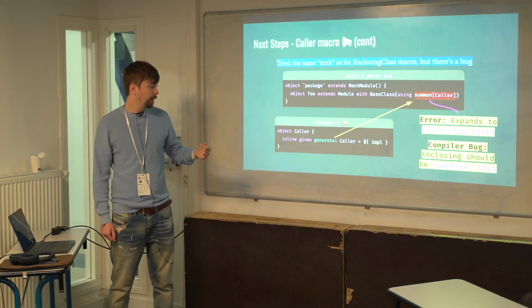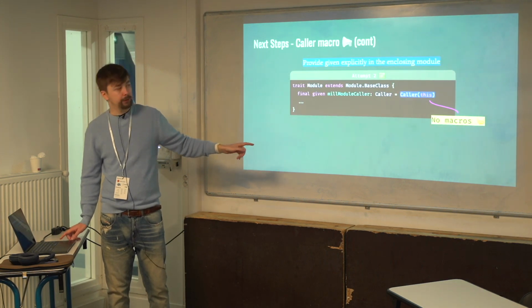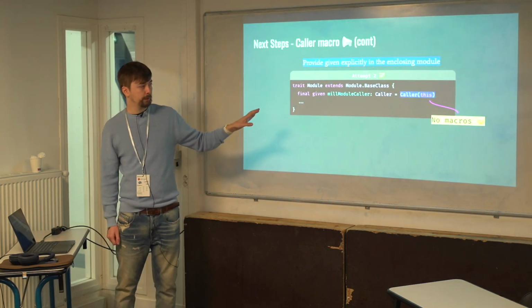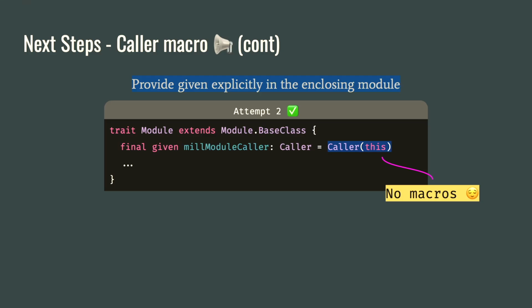So that's just a complete compiler bug, no way to fix that. So instead of doing that, I just moved the caller to not be a macro and just put it in the module trait, and then no macro, and it's just available, and it's the only place where you actually need the caller. It's always a module in the end. So I think this is a good solution.